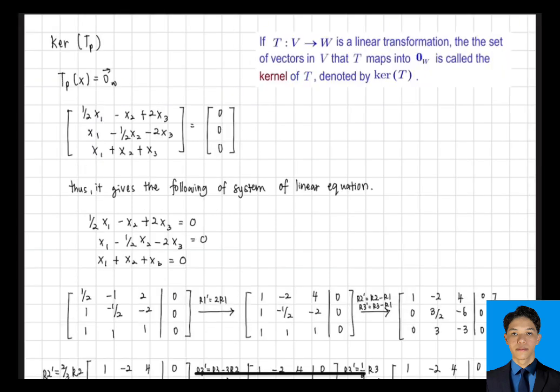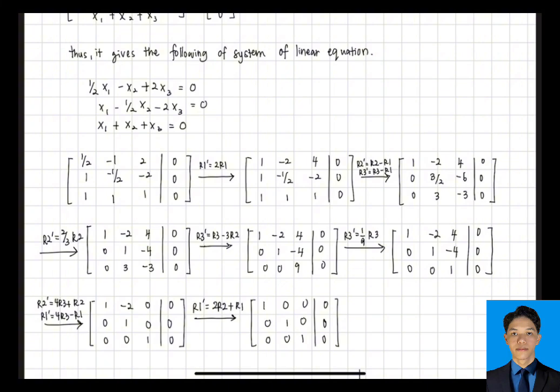Next, we are going to find the kernel of TP. What is the kernel? The kernel says that if T from V to W is a linear transformation, then the set of vectors in V that T maps into 0 in W is called the kernel of T, denoted by ker T. In order to search for ker TP, first we set TP equal to 0 in W. Thus, we get the following system of linear equations.